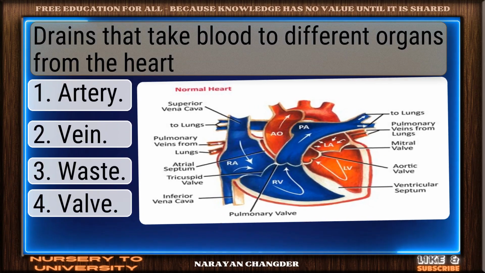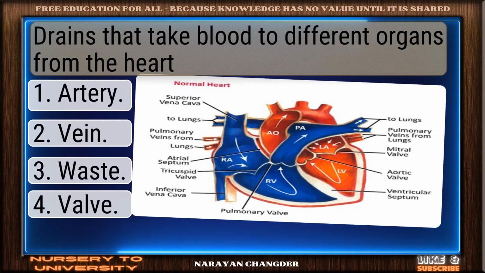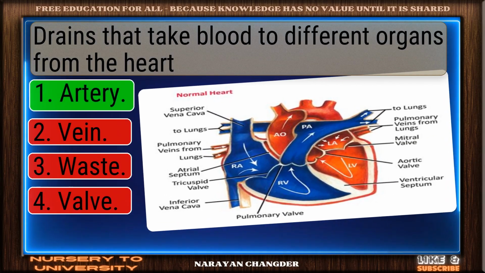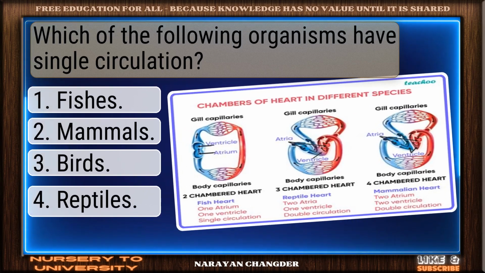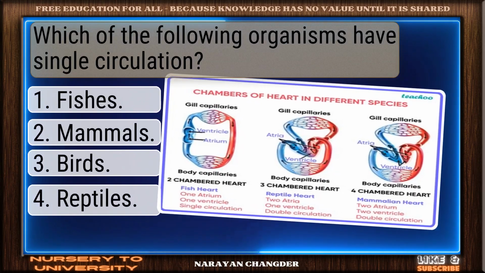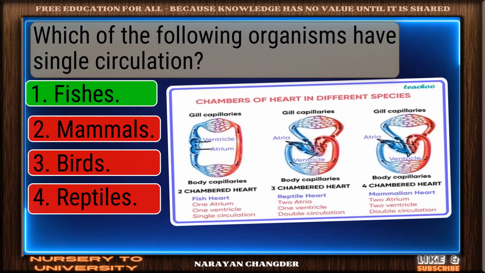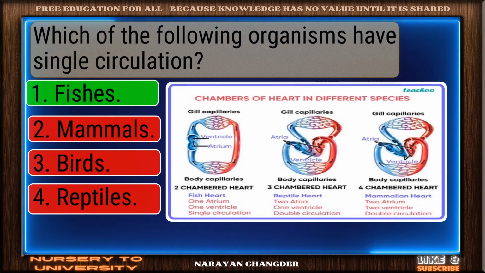Drains that take blood to different organs from the heart. You got it. Artery fits. Which of the following organisms have single circulation? You're right. Fishes is correct.